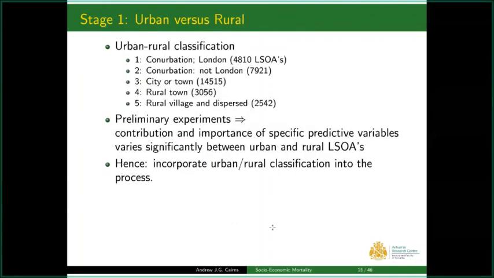Now, aside from the socioeconomic variables, we've also got urban versus rural. What we found in our preliminary experiments is that this did make a difference to how well the predictive variables perform. And so we've used 5 different groups. We've got conurbations, which have been split into London and other conurbations, because London has turned out to be different from other big conurbations. Cities, rural towns, and then the really very rural areas. So we want to incorporate this into the whole estimation process.